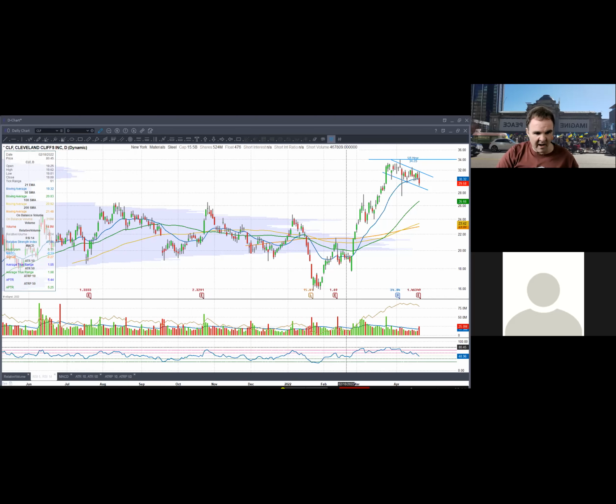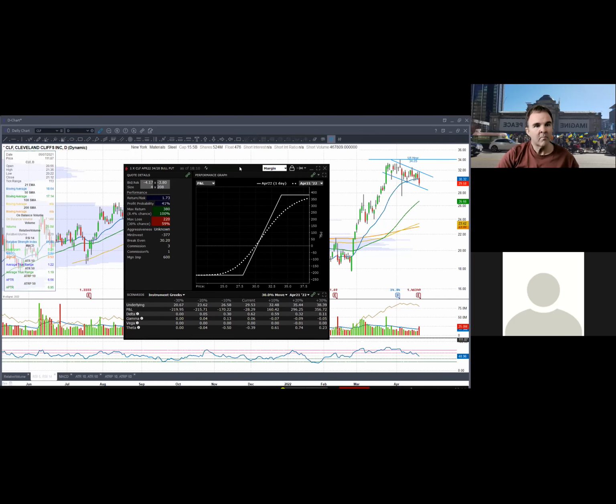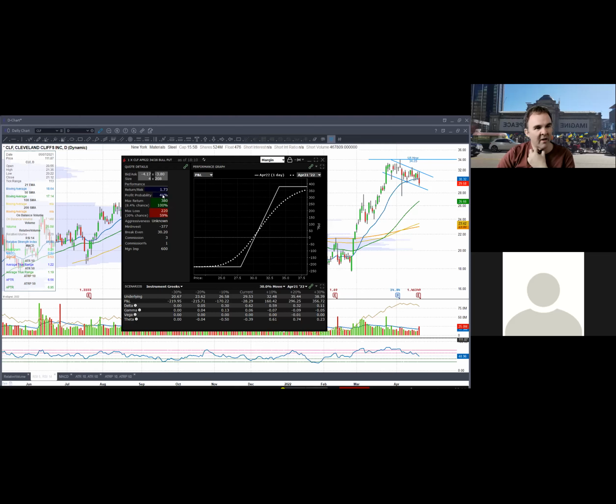So let's bring that one back up. I think that was the 28. The 28 and the 34. And here we go. There we go. Yeah, the 41% probability. Good return on risk on this one. This is definitely, I think, the trade that we would want to go with.